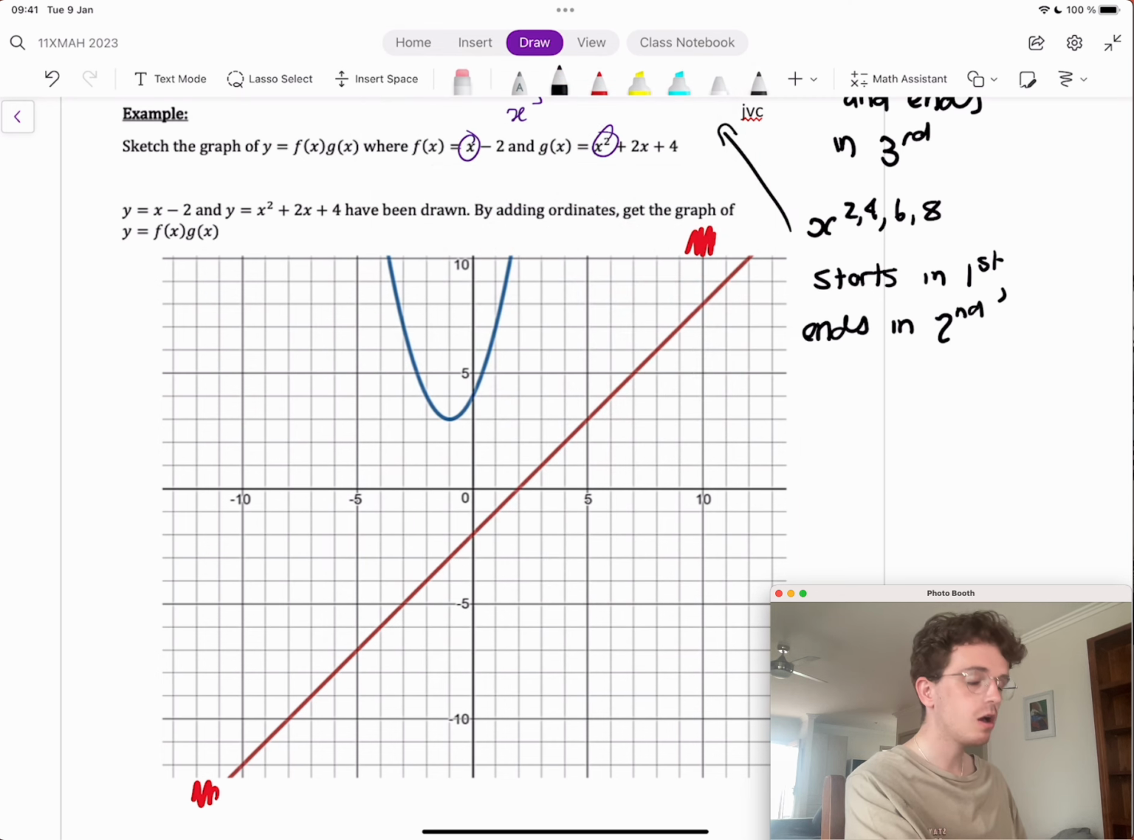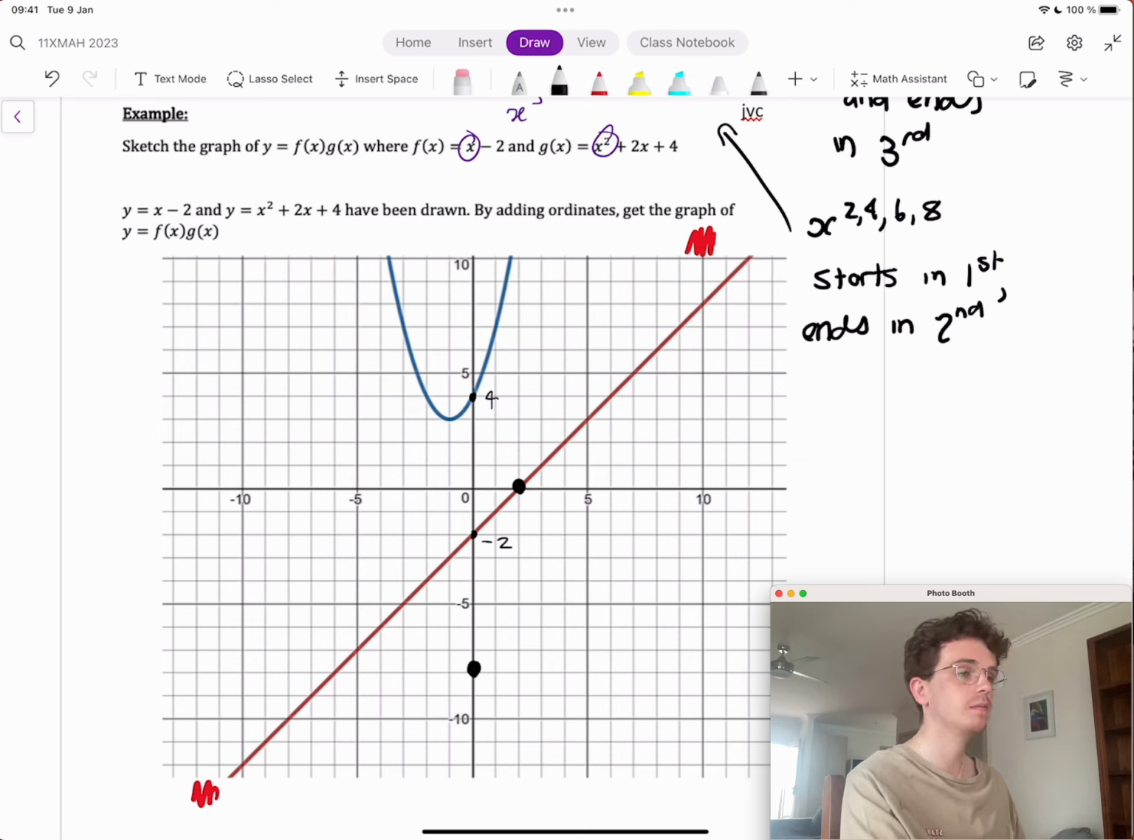So I like to, just like we did with the sum of functions, start on my y-axis. So here we've got 1, 2, 3, 4, and down here we've got minus 2. So 4 times minus 2 is minus 8, so we're down here. After I've looked at the y-axis, I like to then look at the x-axis. So here we've got 0, and up here we say we've got 12. 0 times by whatever our parabola is still going to be 0.